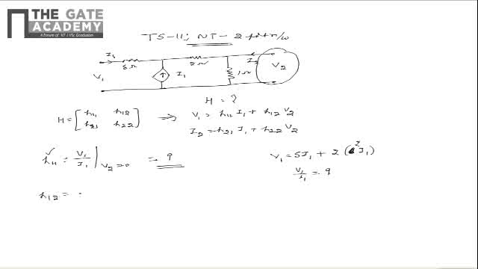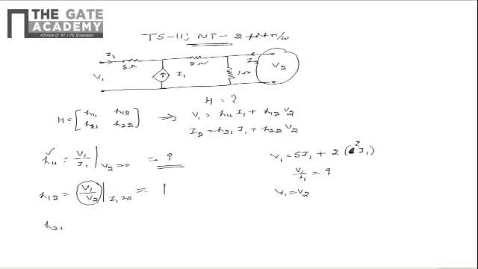Similarly, we can say that H12 is equal to V1 by V2 when I1 is 0. That is, when the input current is 0, H12 is written as V1 by V2. So in this case, there will not be any dependent current source. And from the given data, we see that V1 is equal to V2 for this case. So H12 can be written as 1.